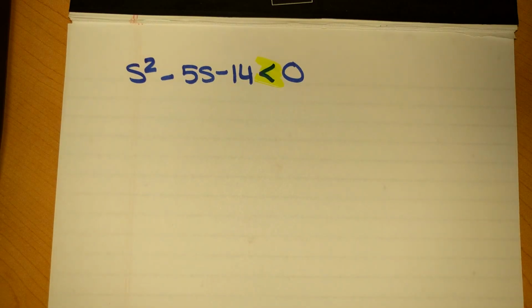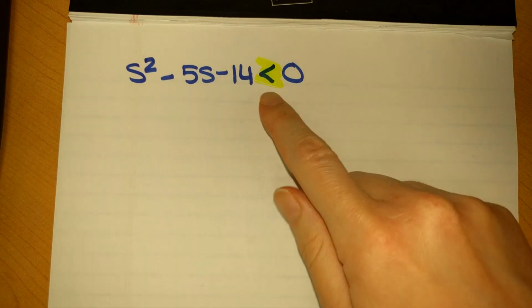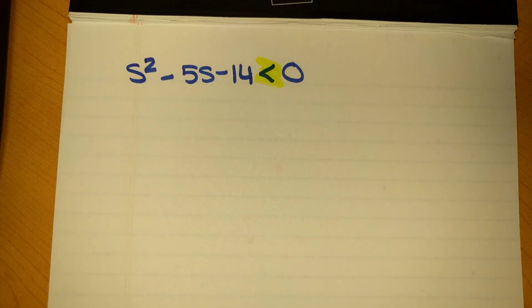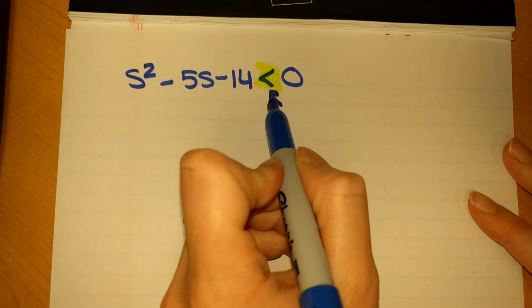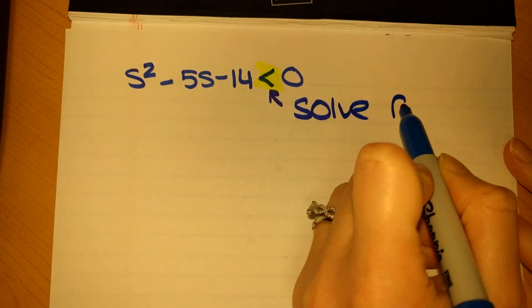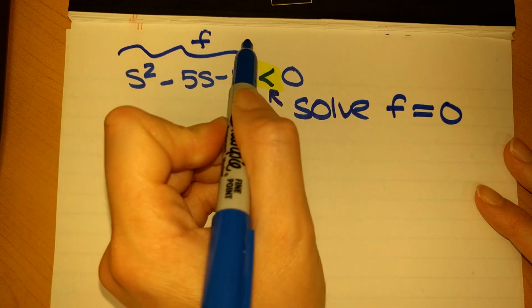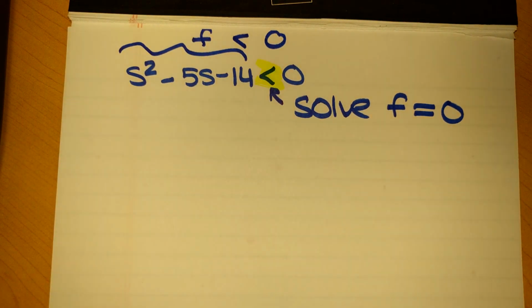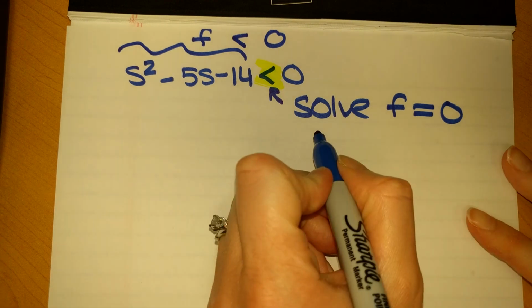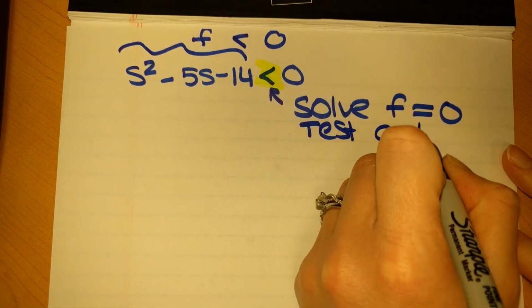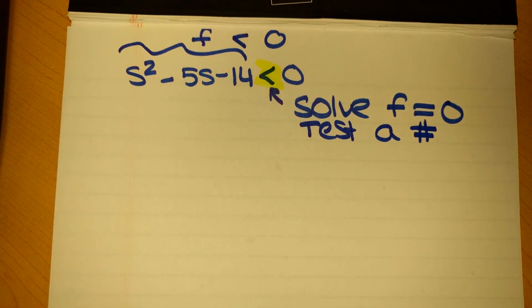All right, so for this question, the first thing to notice is that you have an inequality. So the process is not going to be exactly the same as if it was an equation. Instead, we are going to take this whole left-hand side and call that our f, and say that we're really trying to solve f is less than 0. To do that, we're first going to solve it as if it was an equation. That's going to give us something known as the boundary points, and then we are going to test a number into each of those boundary points.